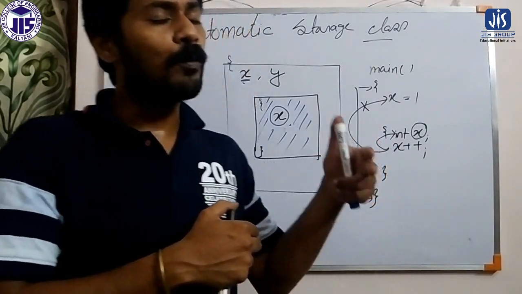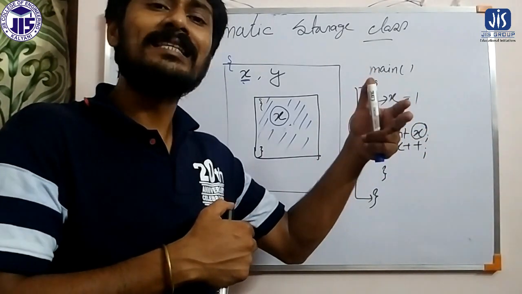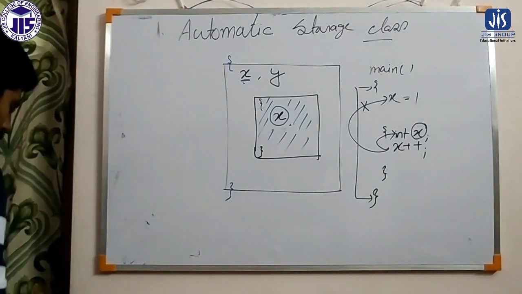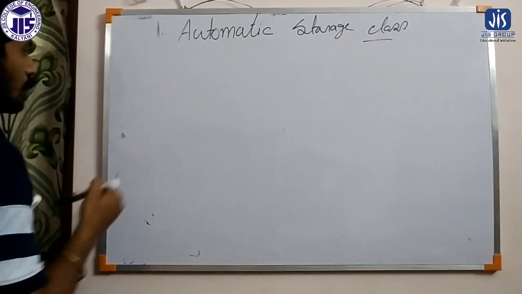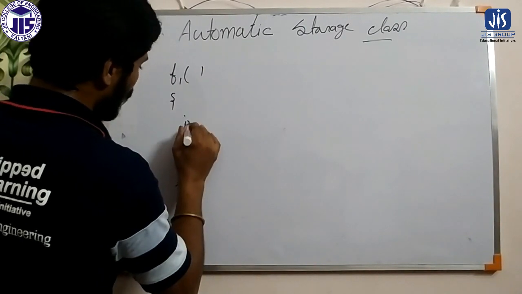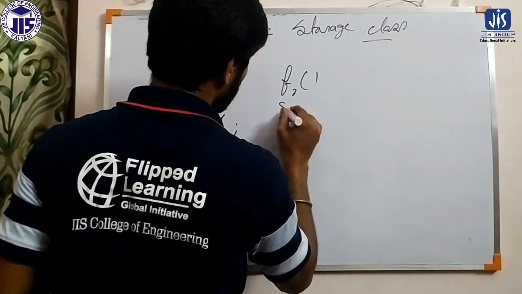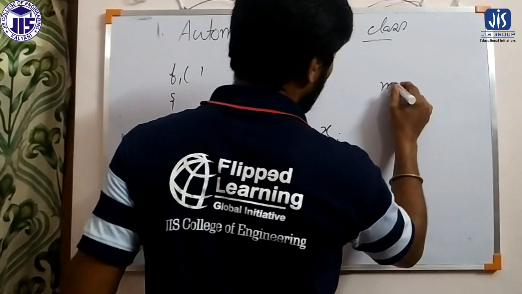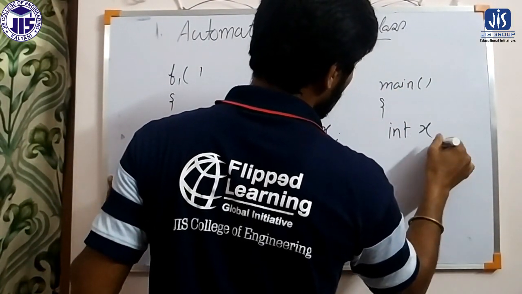And the scope: whenever we declare a particular variable, the variable will be available only inside the block. If I say that this is function 1, here we have a variable integer x. This is function 2, here we can again use a variable with the same name. This is main, here also we can use a variable with the same name.